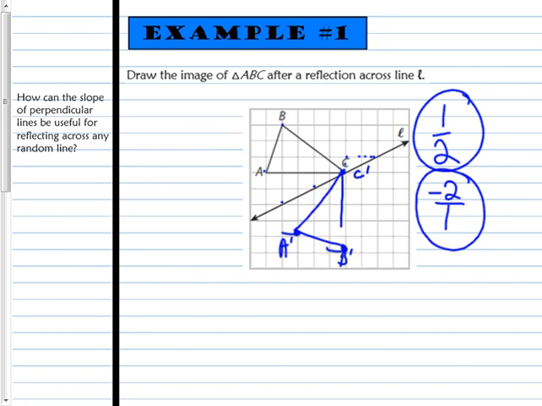And here is my new shape that I have reflected across a random line. So not difficult. The only thing you have to remember is that we're using a negative reciprocal slope.